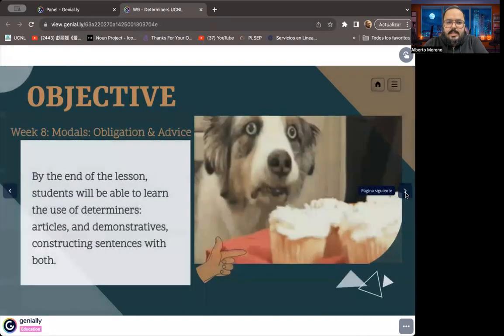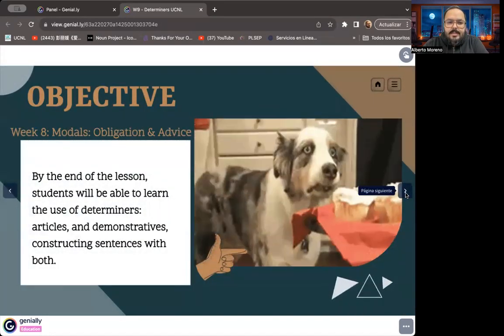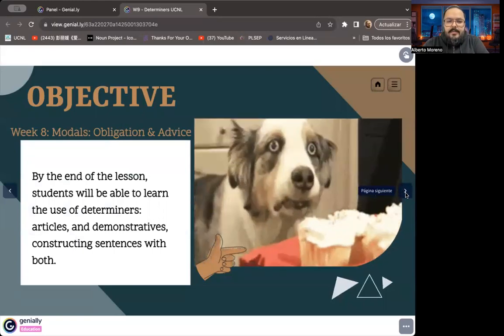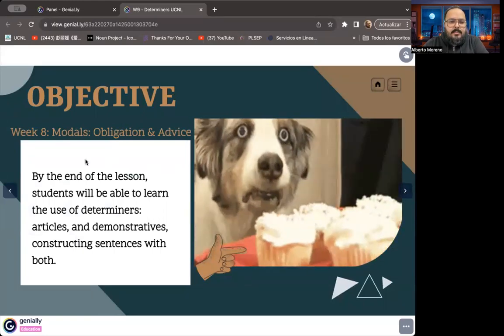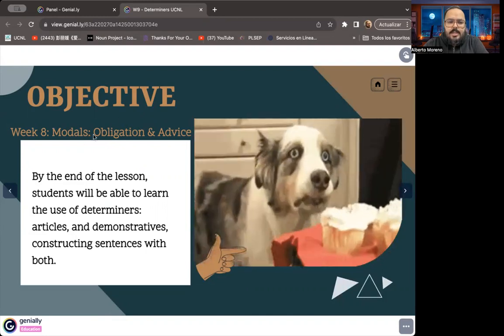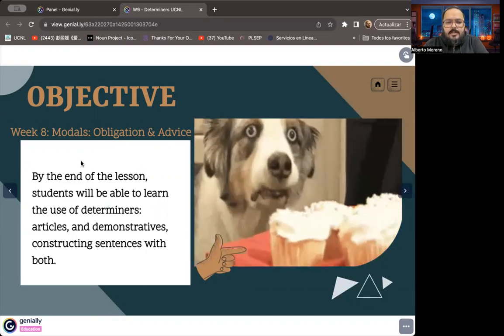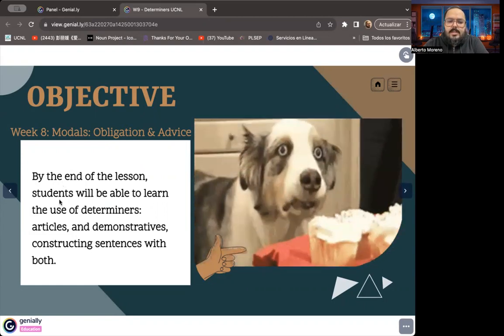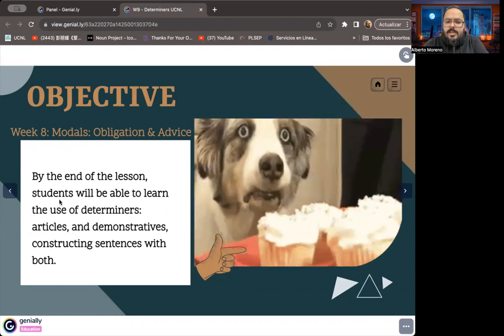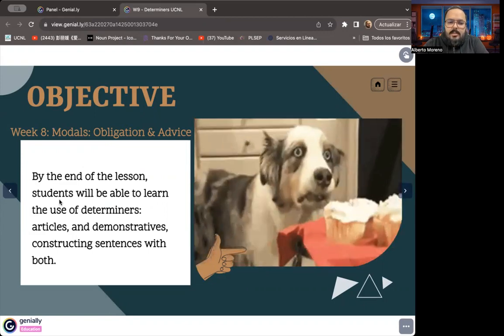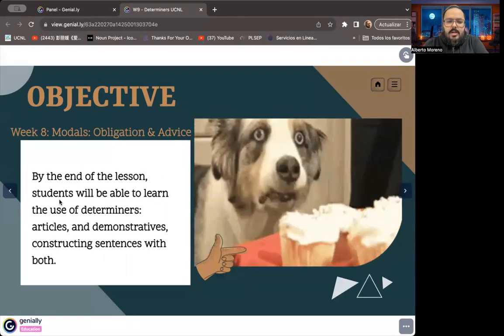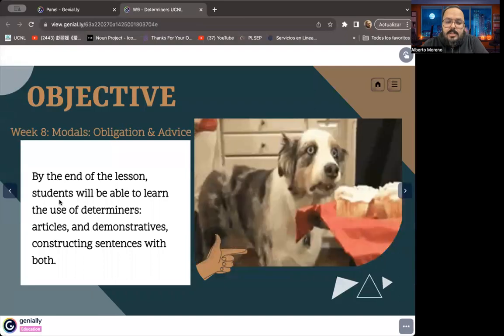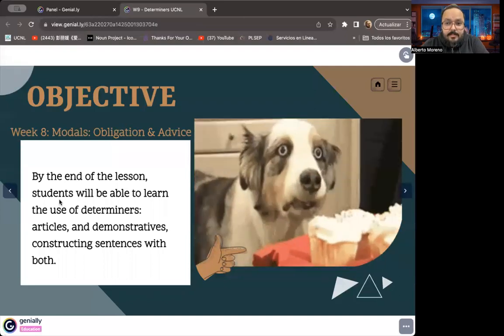Okay, so let's begin. The objective says, by the end of the lesson, oh, sorry, I forgot to change this, but it's the one that corresponds for this week. And it says, by the end of the lesson, students will be able to learn the use of the determiners, articles, and demonstratives, in order to construct sentences with both of them.